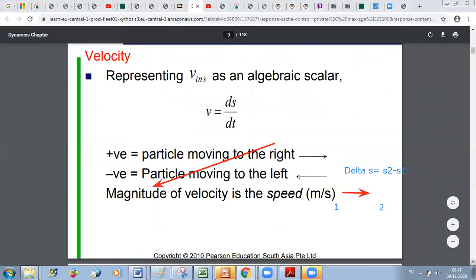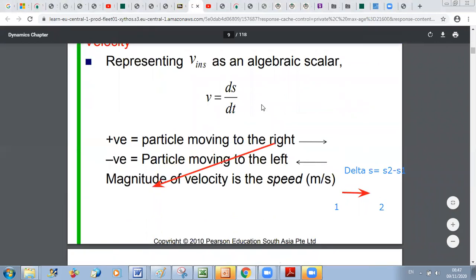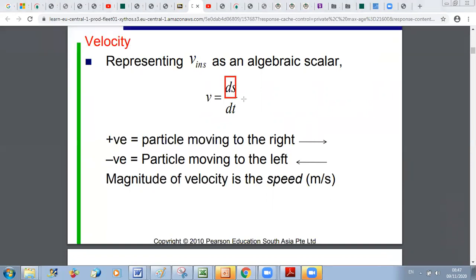For the instantaneous velocity, like the average velocity, it can be positive or negative. It will be positive when the particle is moving to the right, because the sign of V depends on the sign of the displacement delta S. So when you move to the right, delta S is positive, so V is positive. When you move to the left, ds is negative and V is negative. The magnitude of velocity is called the speed.